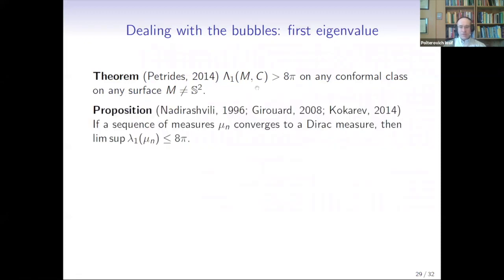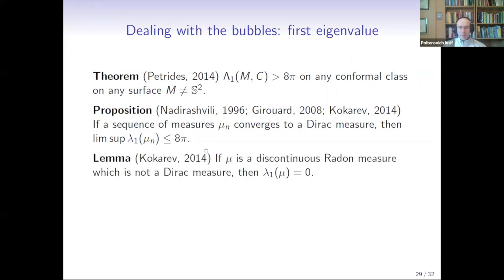And then we have a result that appeared in some form first in Nadirashvili's paper in 96, and then was proved by Girouard and, in a slightly different setting, by Korevaar: if you have a sequence of measures which converge to a Dirac measure, then the supremum of the lim sup of lambda 1 is less than or equal to 8 pi. So basically it means that if the sup of lambda 1 is greater than 8 pi, then a Dirac measure is not a good maximizer. And finally, there is a lemma that you can find in a paper by Korevaar that says that if your measure is discontinuous, meaning that you have a Dirac measure and possibly some other parts of the measure, then in fact the first eigenvalue is 0. So once again, that cannot be a maximizer.